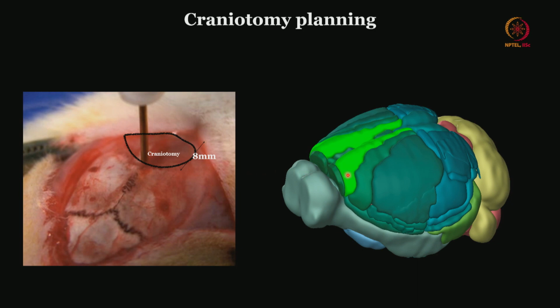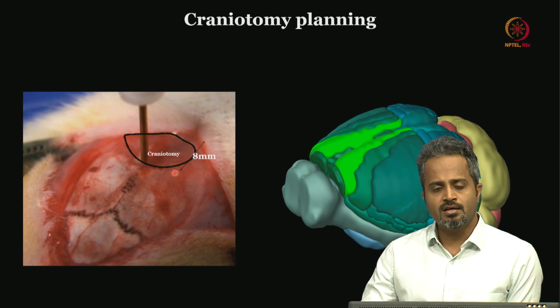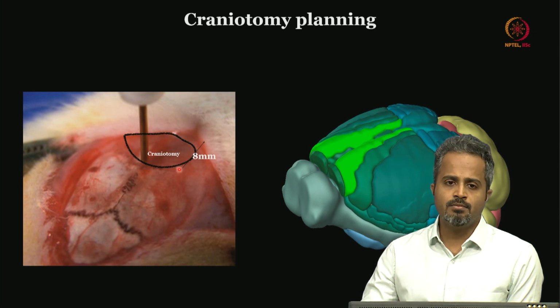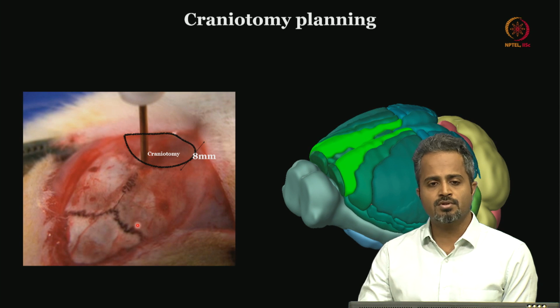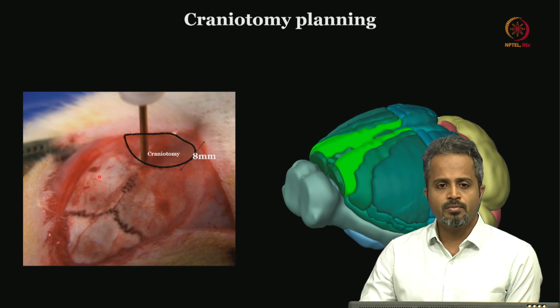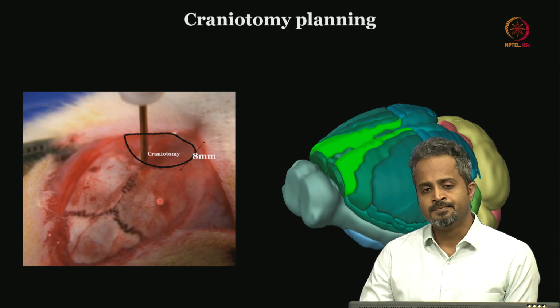For example, in this study, the sensor, the cortical surface array, needs to be implanted in this M2 area. For that, we needed to expose an 8 millimeter area, which is the minimum exposure required. If I remove more skull than that, there wouldn't be space for me to put the ground and reference electrodes, or enough space to use the anchoring screws and so on.